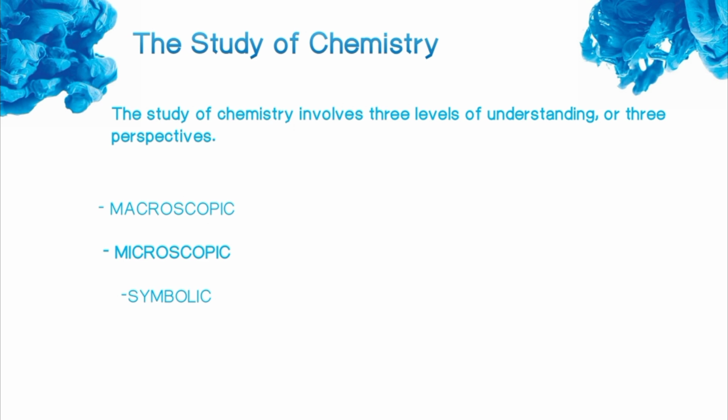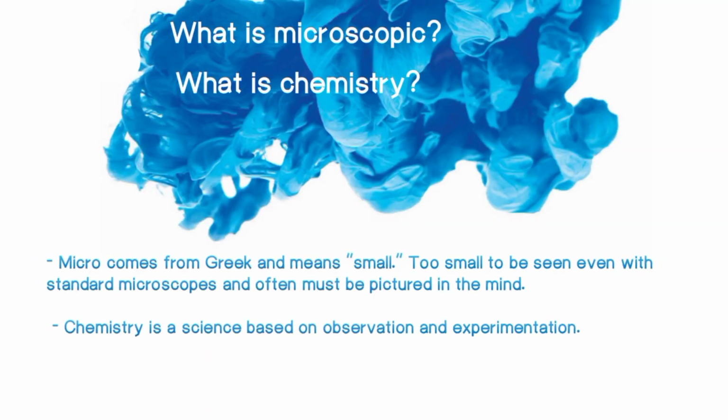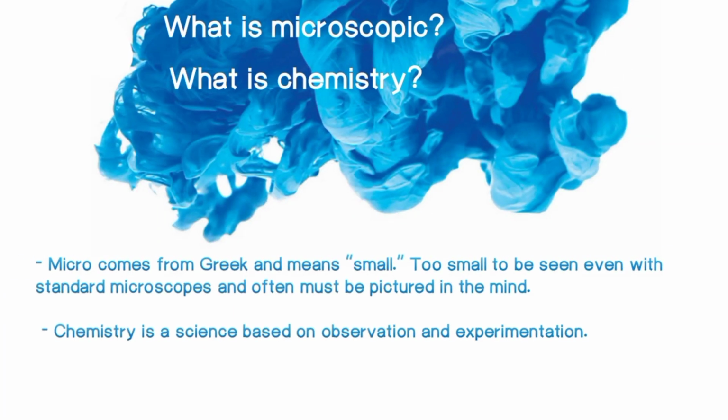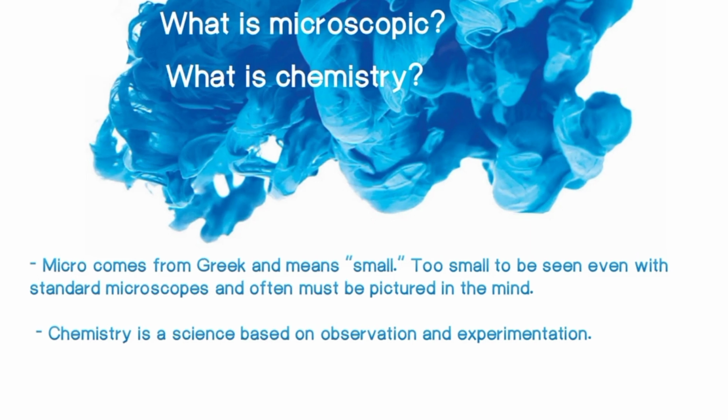But for today's discussion, we're going to focus on the microscopic interpretation of chemistry. First, we have to define what is microscopic. Micro comes from Greek and means small, too small to be seen even with standard microscopes, and often must be pictured in the mind.